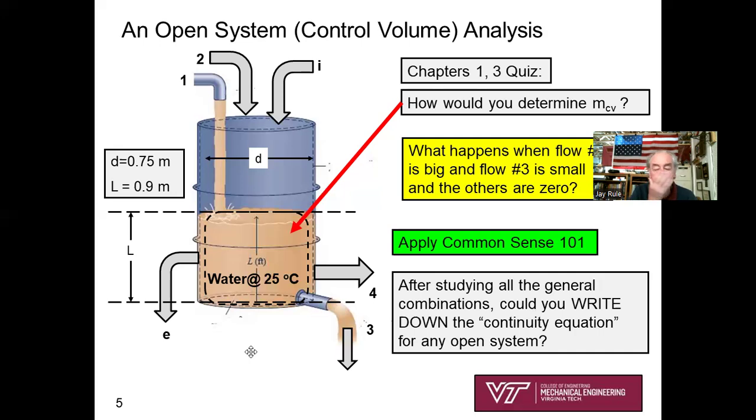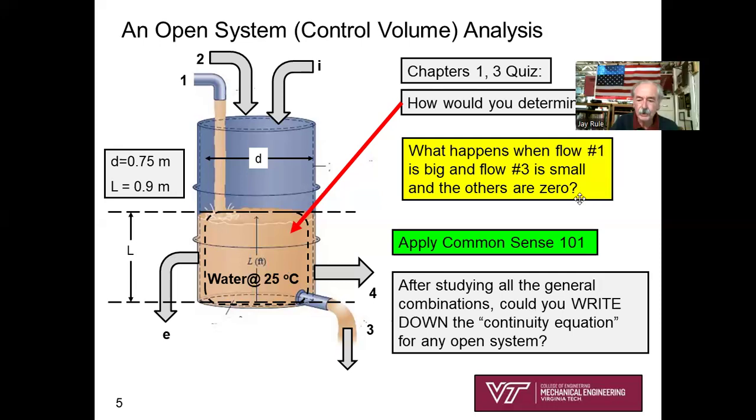Let's see, how would I get the specific volume? I need the mass times the specific volume. I see it's 25 degrees C, it's water, so I'd go to my temperature table in the steam tables, look up v sub f at 25 degrees C, write that number down and do the math. The mass is the volume divided by the specific volume. So that would be kind of like your quiz.